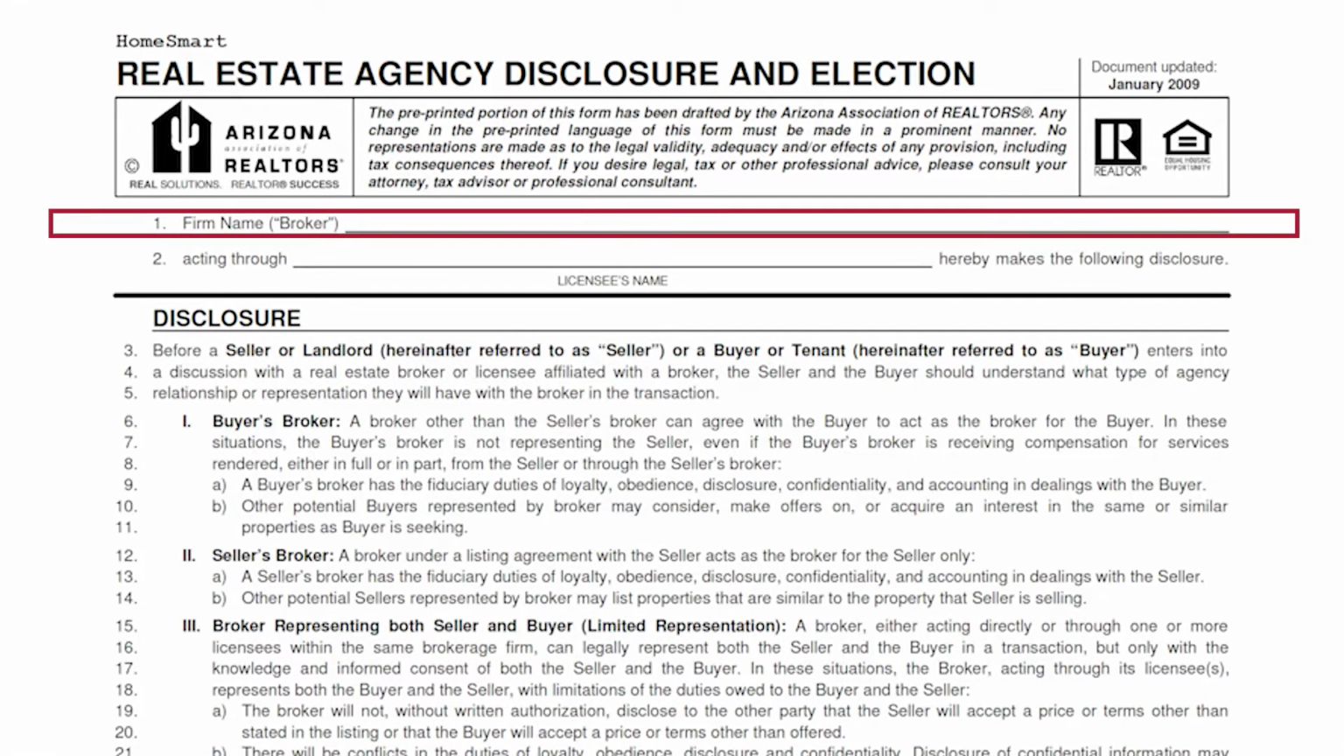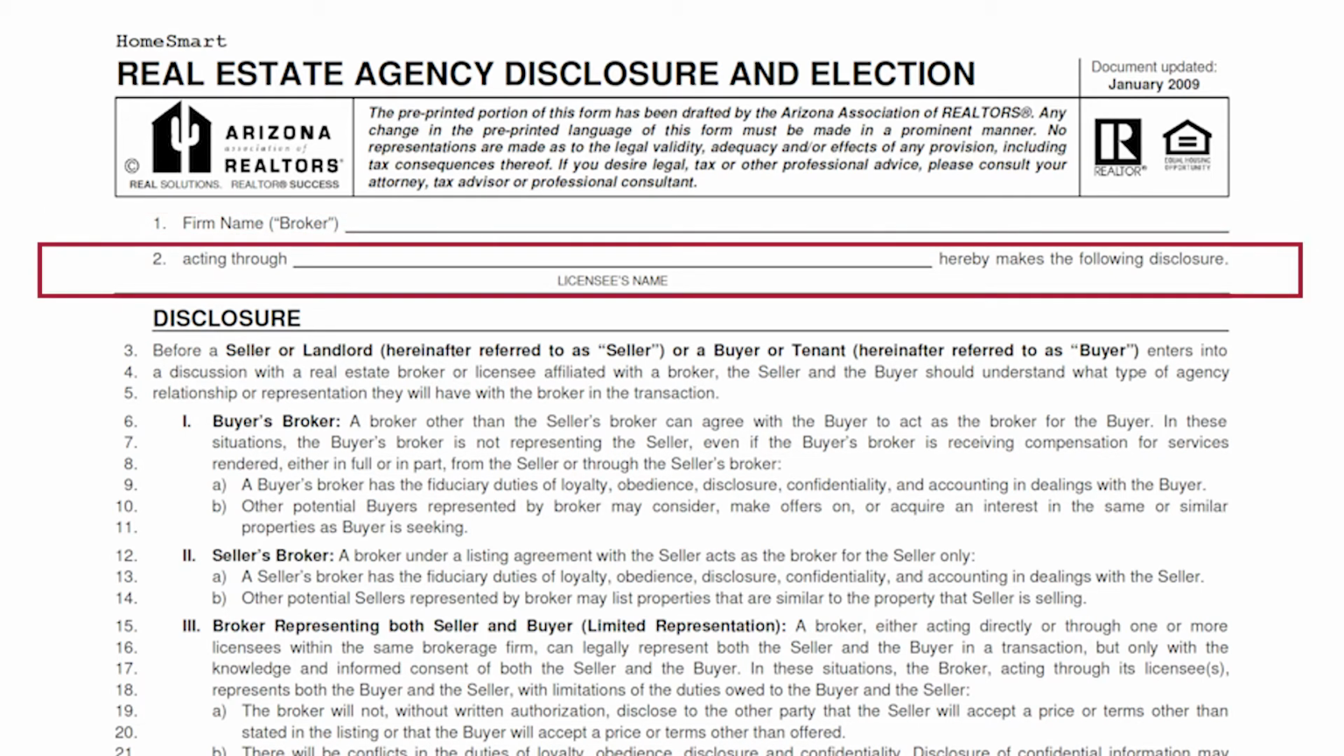On line 1, simply enter HomeSmart. For example, do not write HomeSmart International, HomeSmart Arrowhead, or any team name or variation. On line 2, write in your name as it is found on the Arizona Department of Real Estate website. Again, no variations or team or group names here.